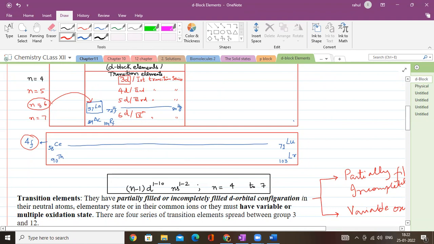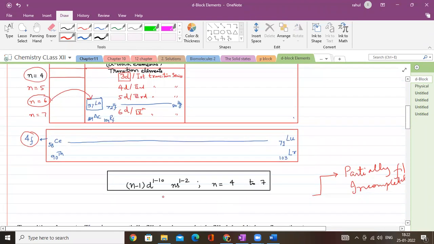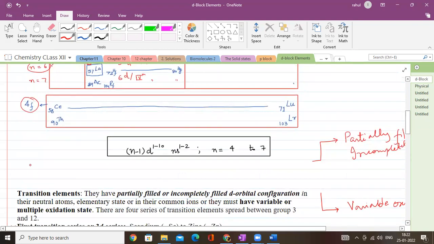The point is, suppose in the periodic table this is n equal to 4, that means this is 4. As per the electronic configuration, (n-1)d1 to 10, if I take up this concept, if n is 4, that means here it is 3d. This 3d is nothing but what is called the first transition series. This is called the first transition series.